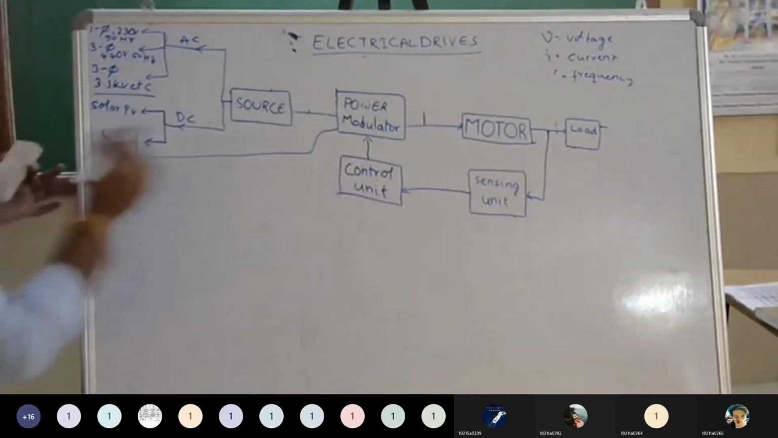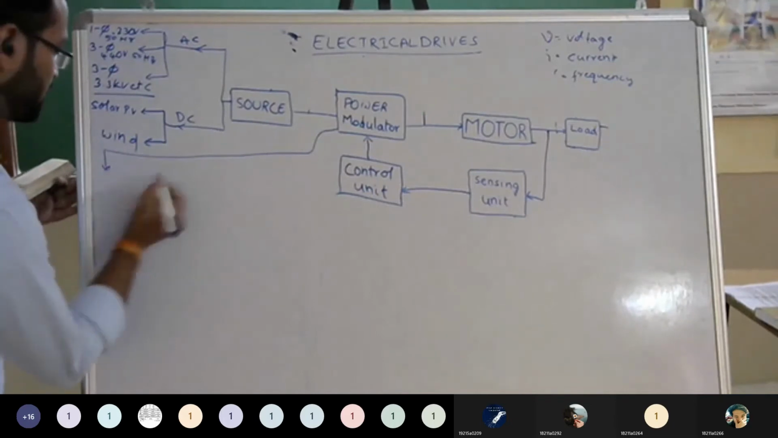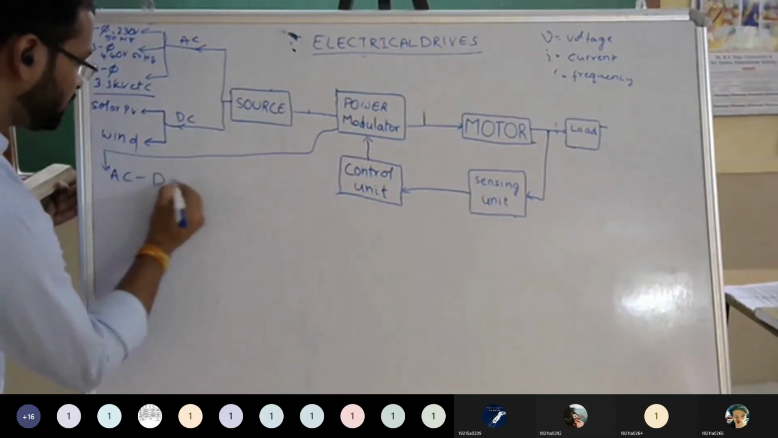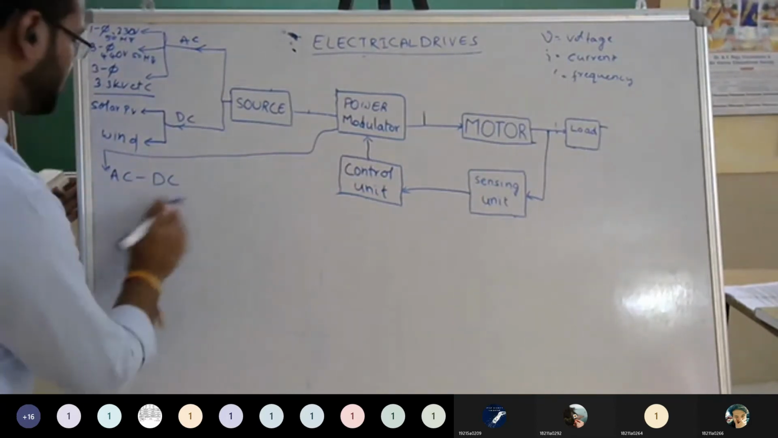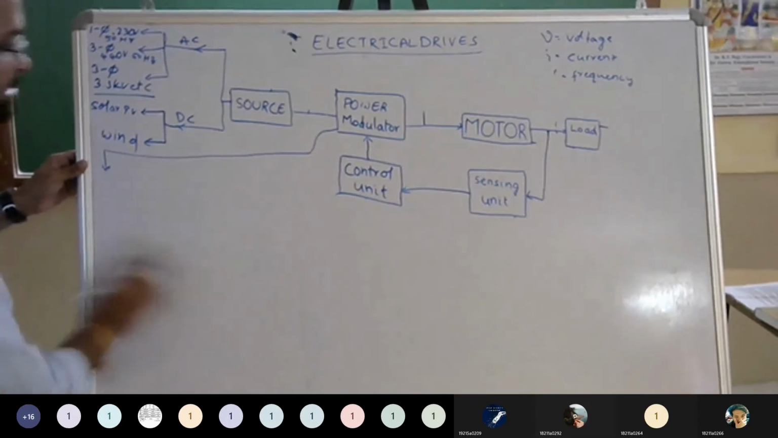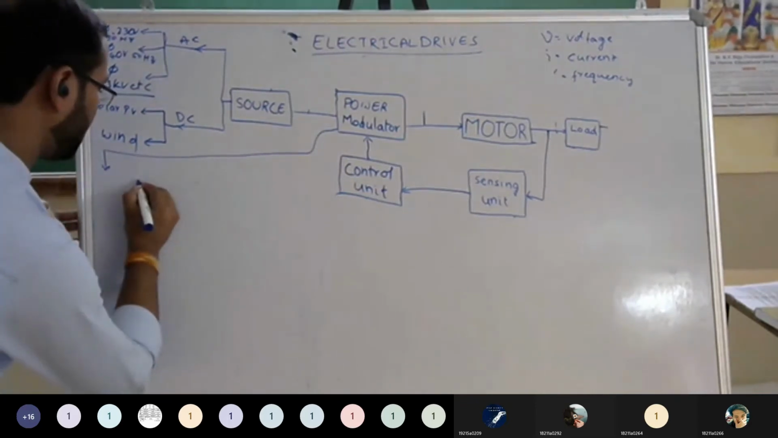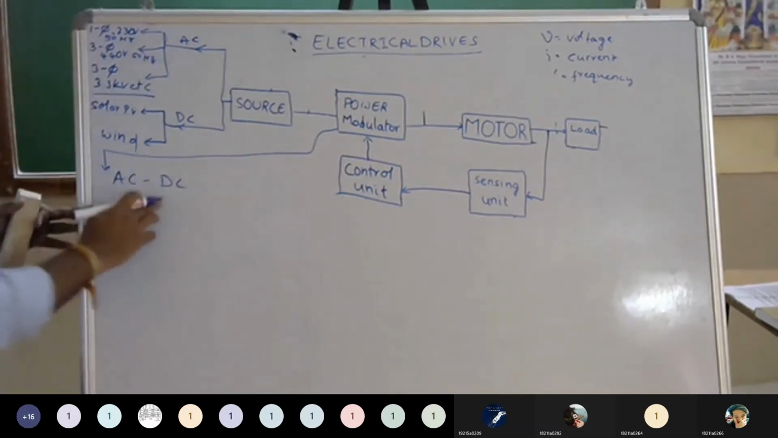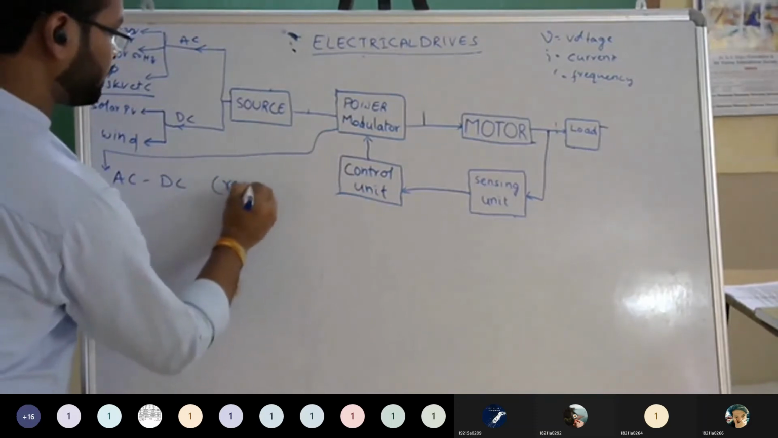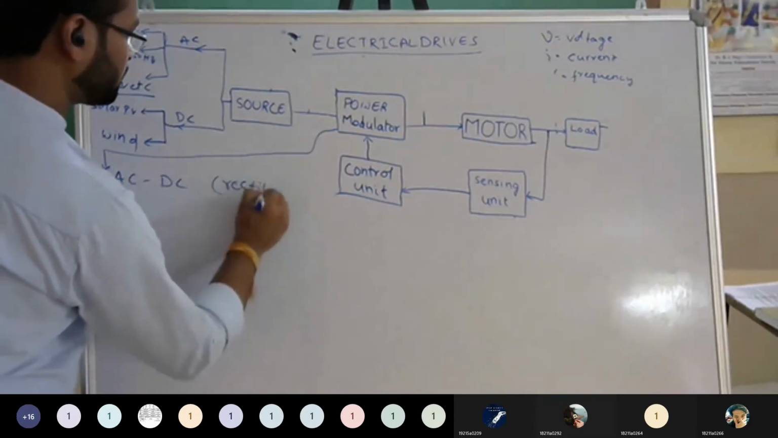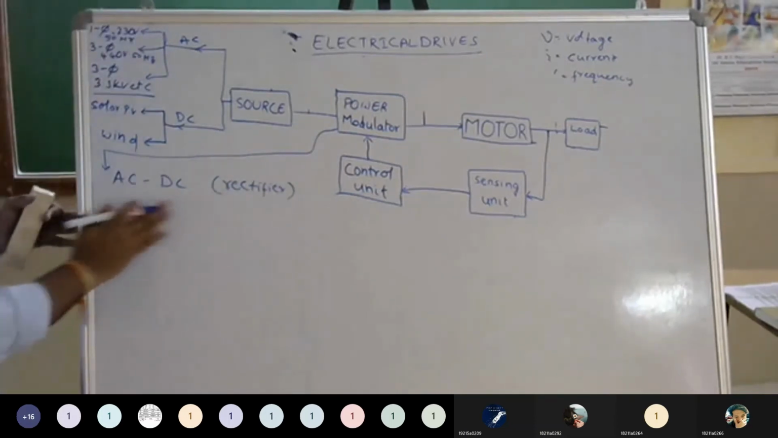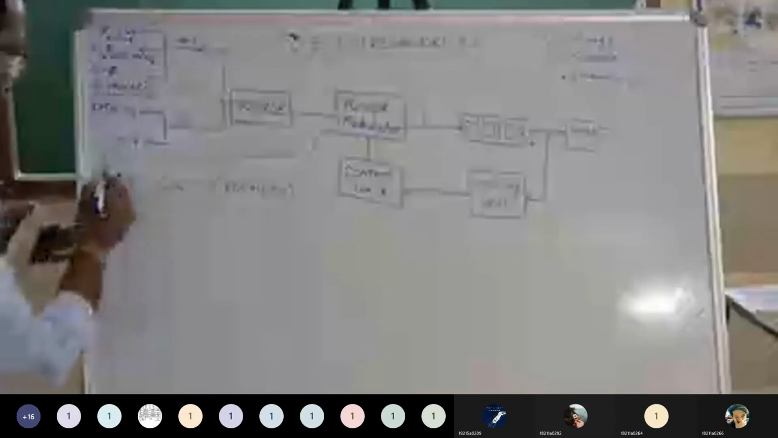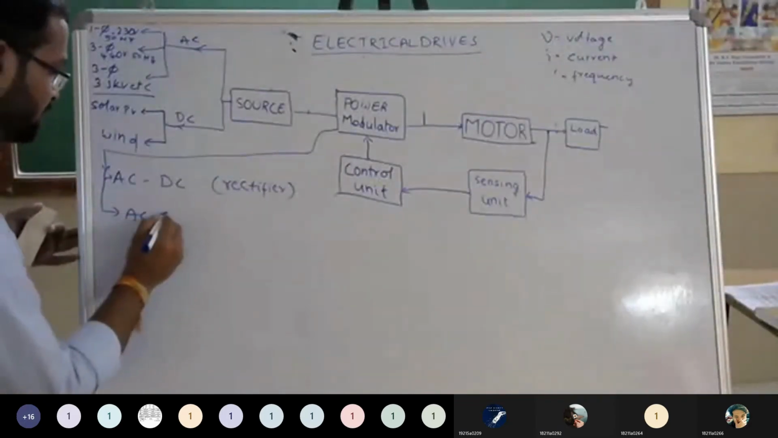So these power modulators are generally power electronics interfaces. This is like the first one. Suppose we have an AC source and we want a DC, so AC to DC conversion. For getting clarity, I will just write it. Some block diagrams I will make, or otherwise you can directly write it. AC to DC we generally call rectifiers. From the AC supply, it will convert into DC supply.